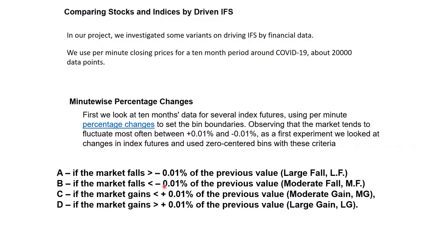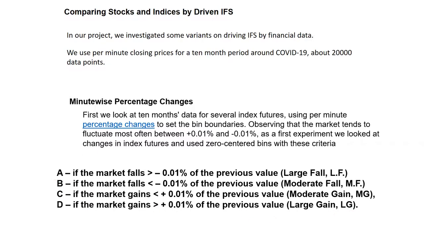This was our criteria. If the market has a large fall, where the fall was more than 0.01%, so it's minus 0.01% of the previous value, previous minute, we call it a large fall. We designate this data point to bin A. Bin B contains all the values which are within 0% to minus 0.01%. We call it a moderate fall. Then bin C is the moderate gain in the stock, just between 0 to plus 0.01% of the previous value. And lastly, bin D is the very high gain in the market, which is unexpected gain. So A is the unexpected fall, D is the unexpected gain, which is more than 0.01% of the previous value. We call it LG or large gain.